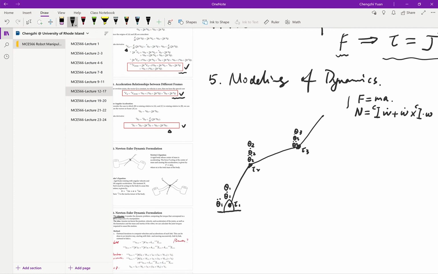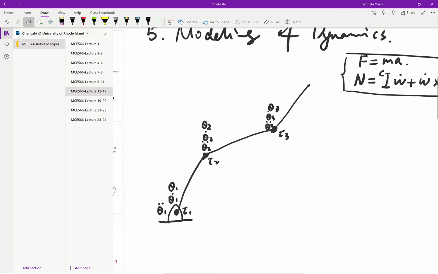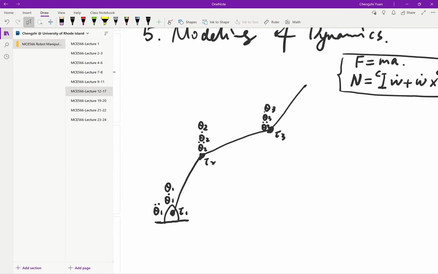Okay, so the key idea is to focus on these two formulas. Based on this idea, what we need to do is consider each of the links of this given robotic manipulator. So we will first derive the linear, so consider this first link.